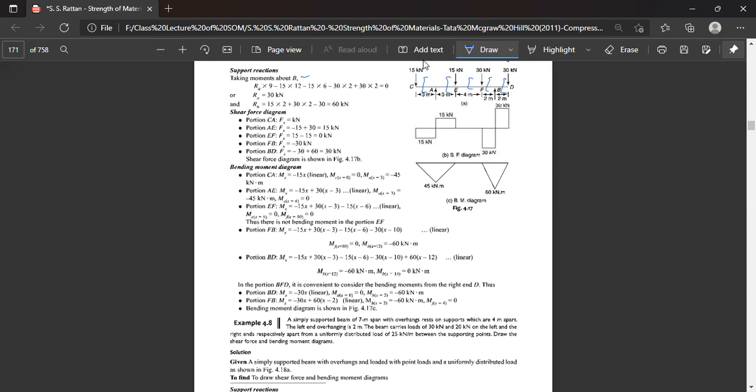Mx is equal to minus 15. Actually, what we are doing here is taking the section from the right end, not from the left end. Then the equation will take this particular form, which is comparatively easier in length, but the result will be exactly the same. Next, let us go for this equation for point H.